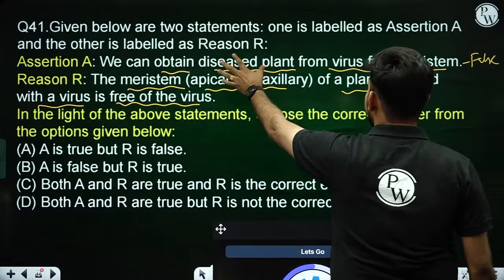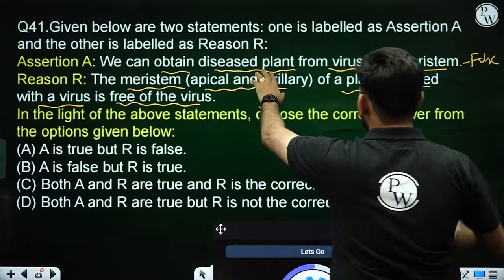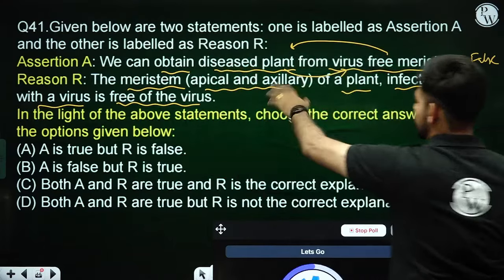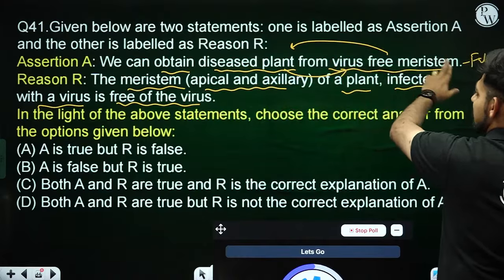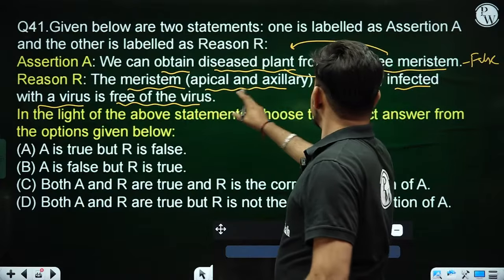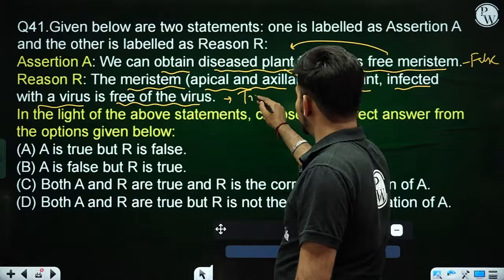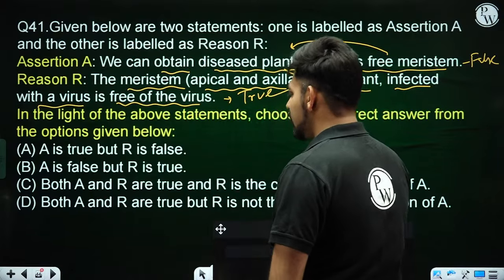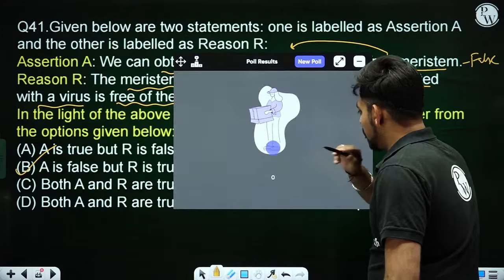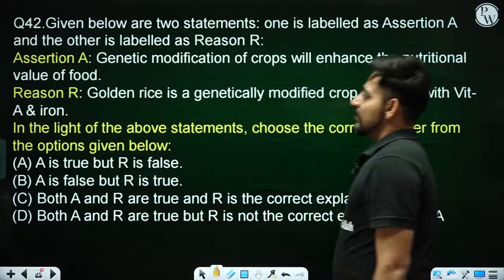From diseased plant you can obtain diseased plant. So if you have to replace these particular words, we can obtain virus-free plant from the meristem of a diseased plant. And the meristem of a plant infected with the virus is free of that particular virus. So this is true. So assertion is false and reason is true. Option B. Let me check how many have marked it correct. All of you have marked it correct.